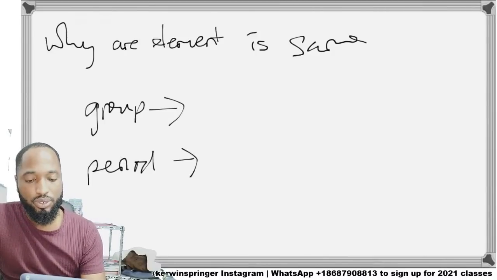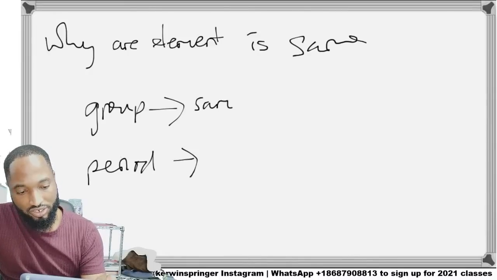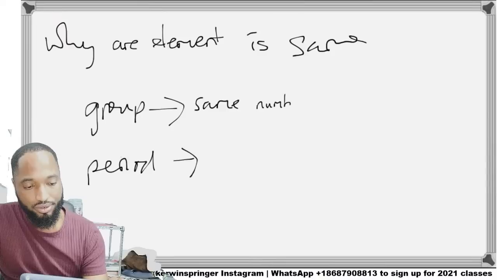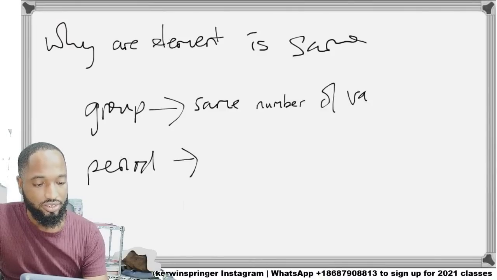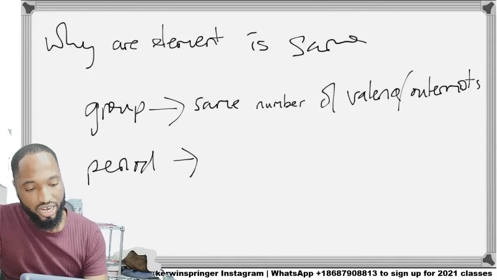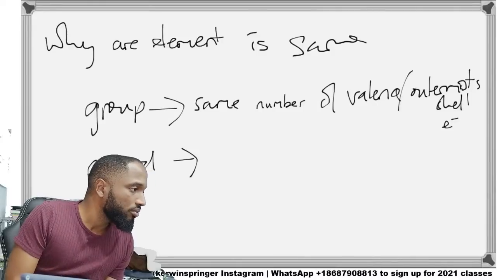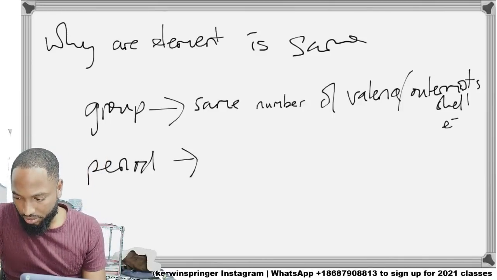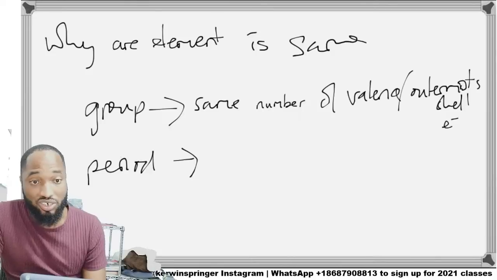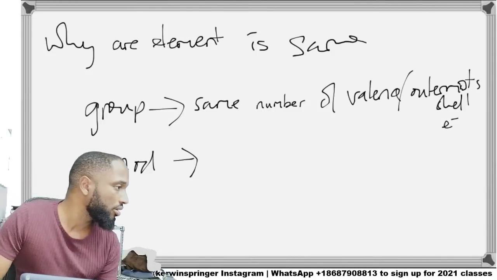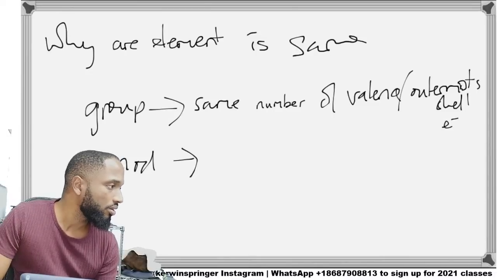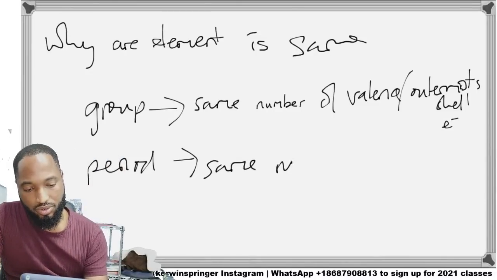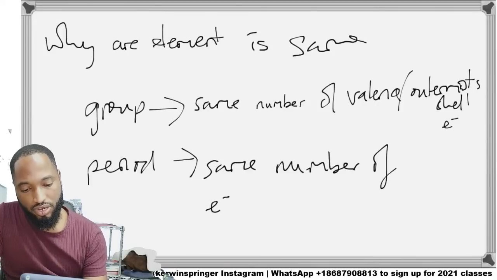So elements in the same group have the same number of valence electrons, or outermost shell electrons. Why would you be in the same period? You'd be in the same period if you have the same number of electron shells. Same number of electron shells.